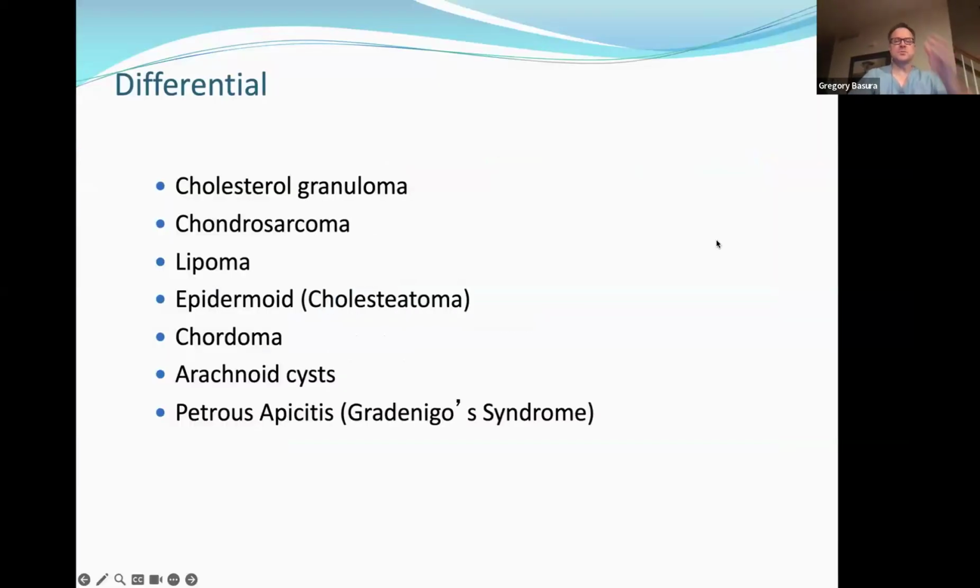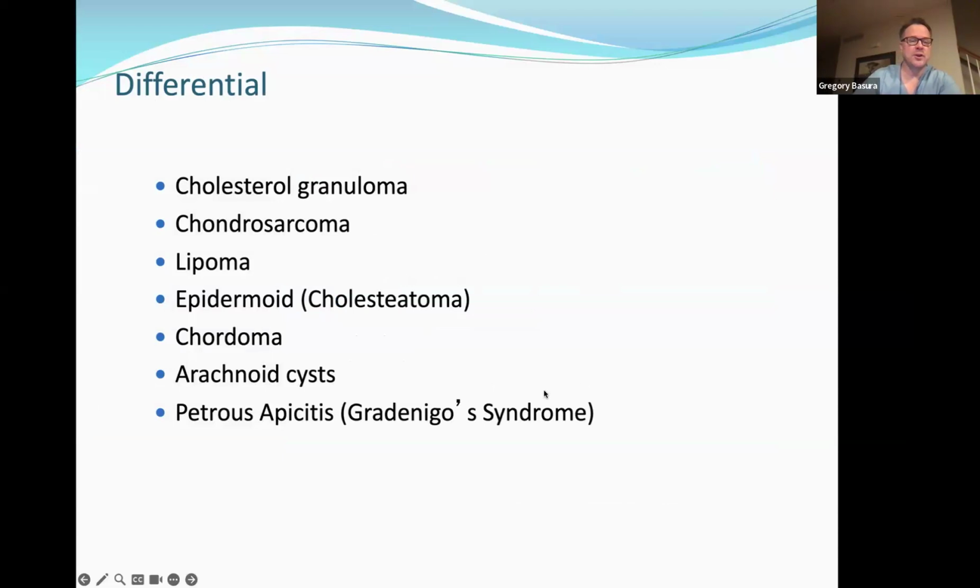So just to review, the differential, we covered a lot of these, right? Cholesterol granuloma is your most common. Remember, it's bright on T1, bright on T2. You don't necessarily have to operate on it. You can access those through some limited approaches. But patient selection is really important here. You have to make sure you're doing the right surgery for the right indication, and is the indication truly there?